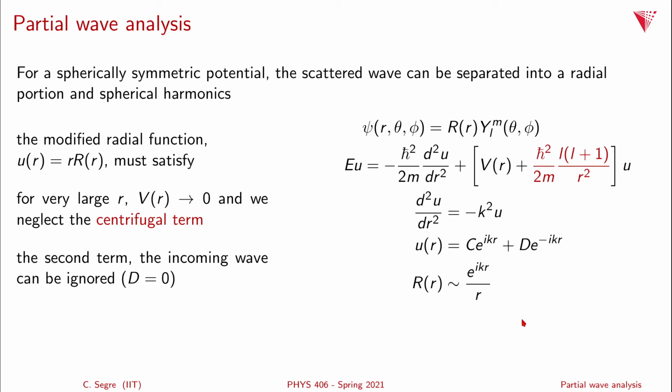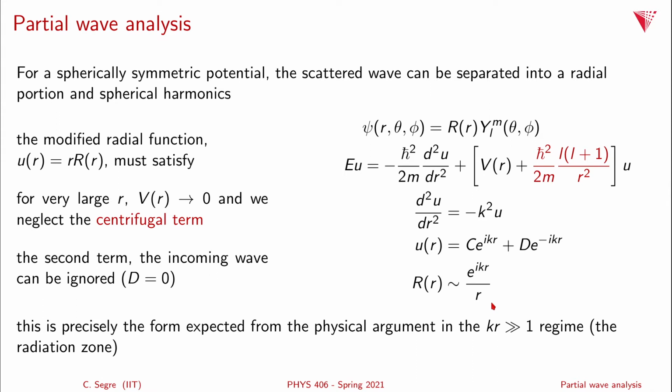So for a spherically symmetric central potential, we have outgoing spherical waves, which is what we had postulated from the beginning. So this is the form that we expect from our physical argument in the regime where k times r is much, much greater than 1, and that's called the radiation zone, when you're far away from the scattering center.